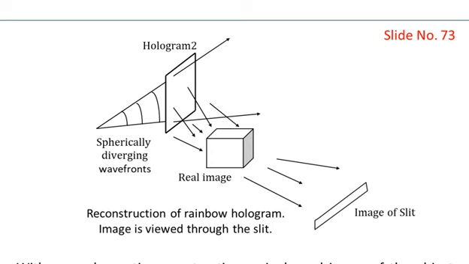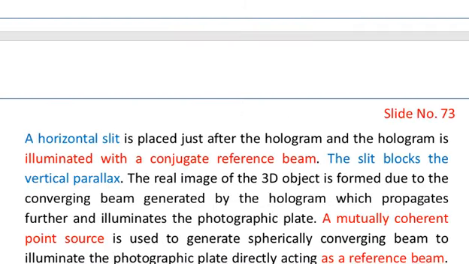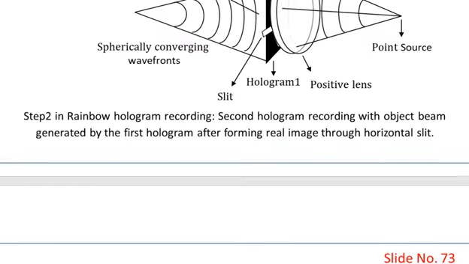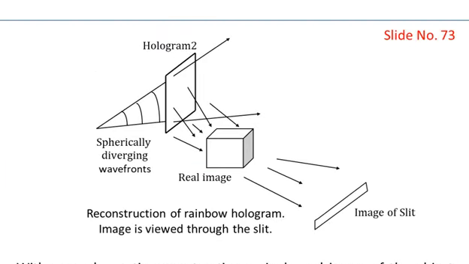where the real image was formed in the above setup. And you know that when the light travels further after forming the real image, then of course the image of the slit will also be formed. And this is also the real image of the slit, because the slit over here is just behind the first hologram. So you see that the real image of the slit is also formed. So this is the reconstruction of the rainbow hologram.